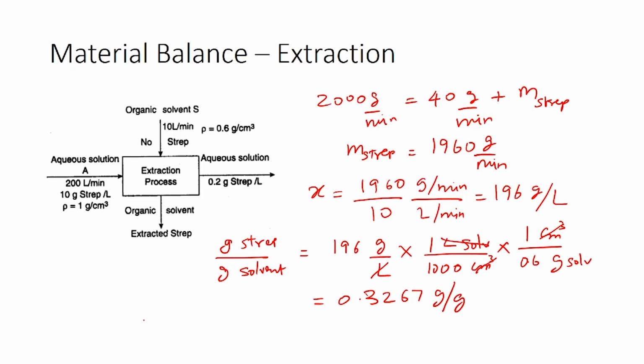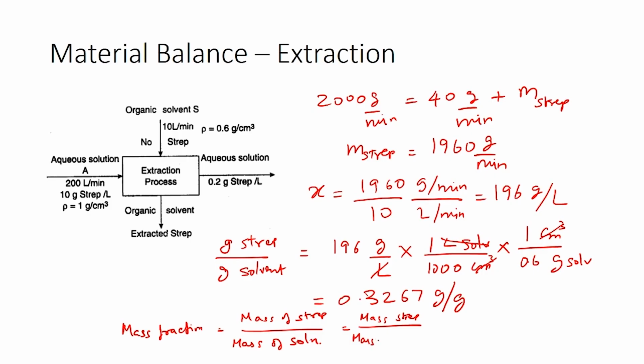Basically, the calculation goes like this: mass fraction is equal to mass of streptomycin divided by mass of solution, which is mass of streptomycin divided by mass of streptomycin plus mass of solvent. So, the ratio is 0.3267 divided by 0.3267 plus 1, giving you a final value of 0.246. So, this is the mass fraction of streptomycin in the extract.